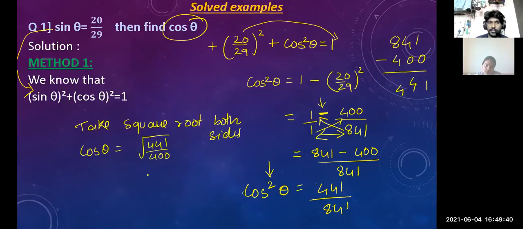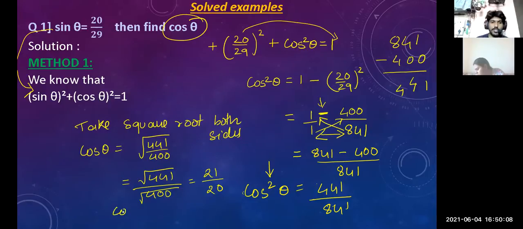upon 400. So you can separate the root for the numerator and the root for the denominator. But then again you come to 29 upon 20. Oh, sorry, no, 21. Square root of 441 is 21 and square root of 400 is 20. So 21 upon 20, that is the value of cos theta. So cos theta equal to 21 upon 20.